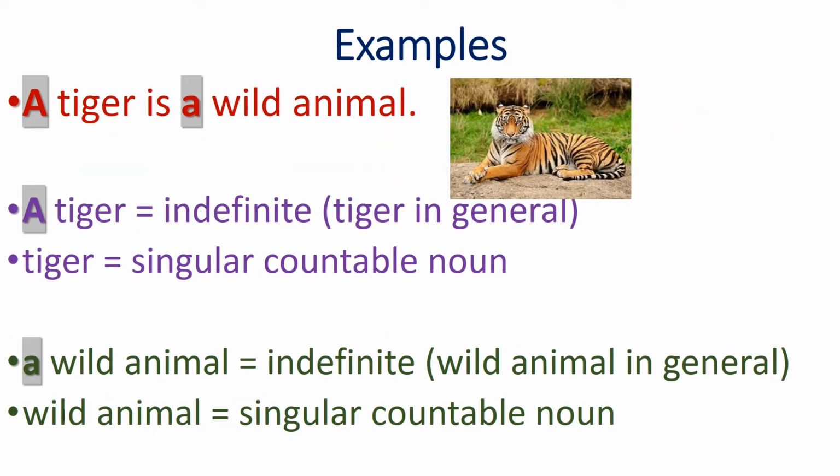A tiger is a wild animal. A tiger is indefinite. It means tigers in general. Tiger is a singular countable noun, so I can use a. A wild animal is also indefinite. Animals, wild animals in general. Wild animal is a singular countable noun. Therefore, I can use a before tiger and a before wild animal.